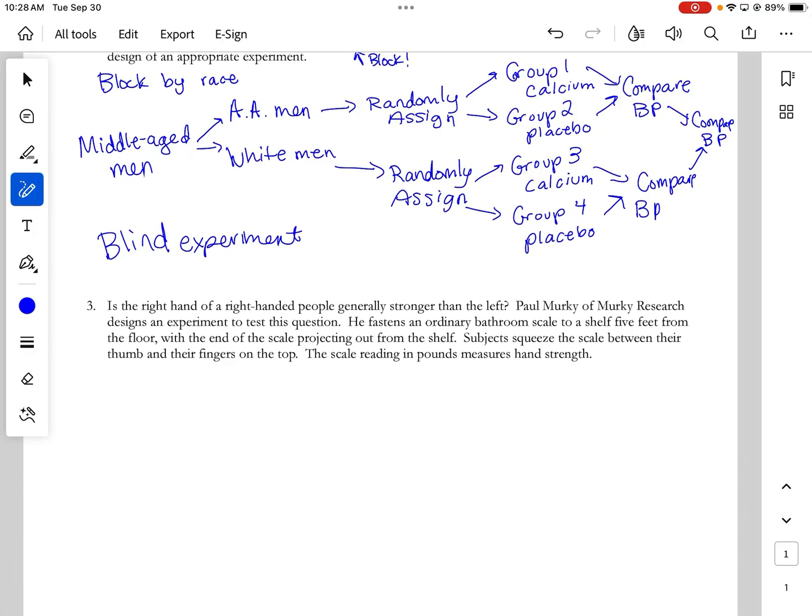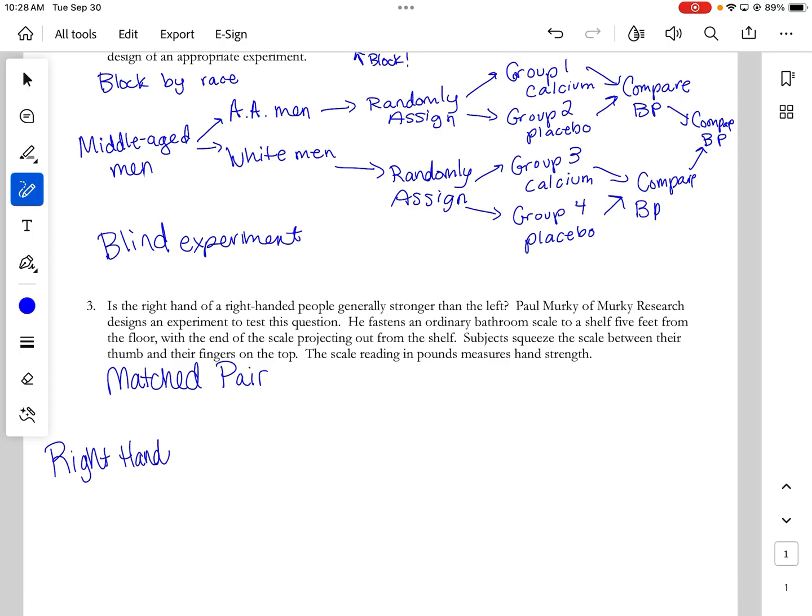We want to see if the right hand's stronger than the left in right hand people. How should we design our experiment? Yeah, it should be matched pair. Because what if somebody's just generally stronger? Are they going to be able to squeeze it better than someone else? So you want to be able to compare one person's left hand with their right hand. And that's how you get that matched pair.